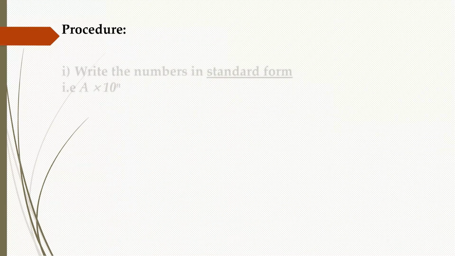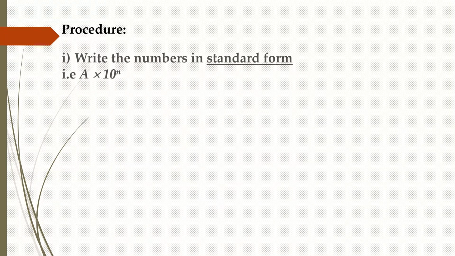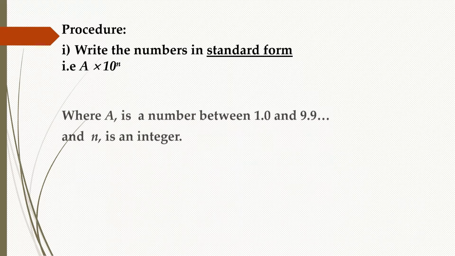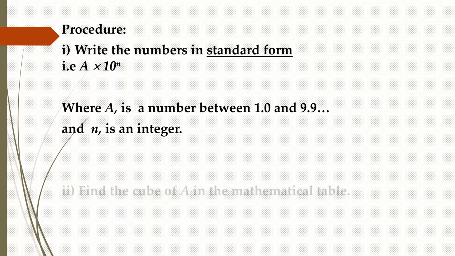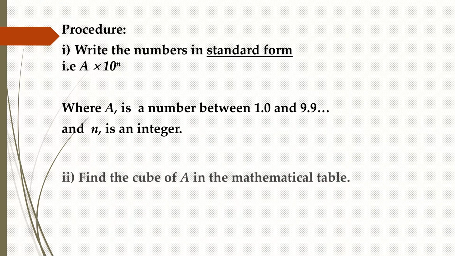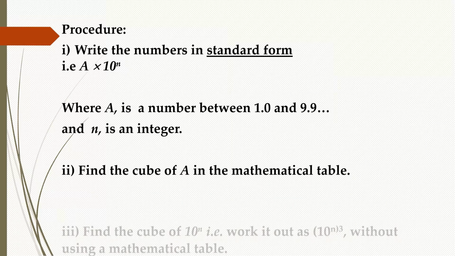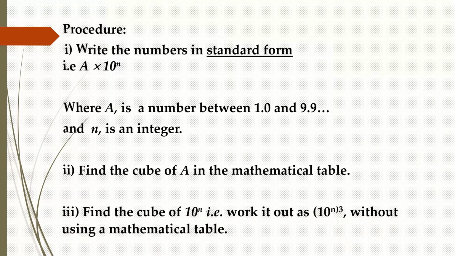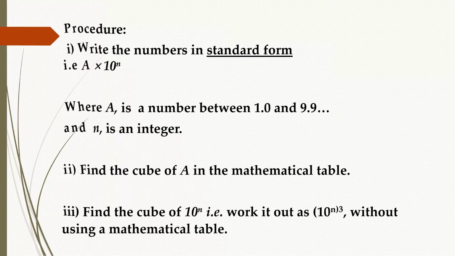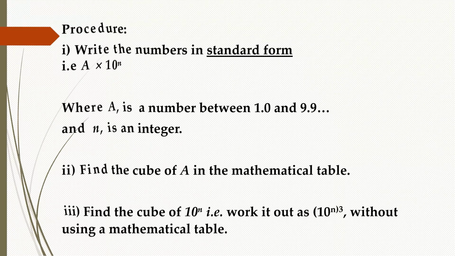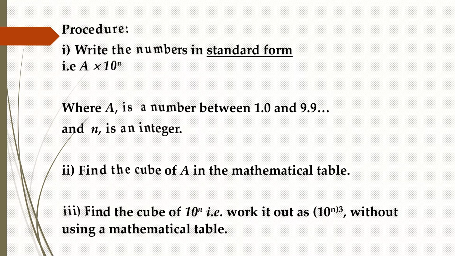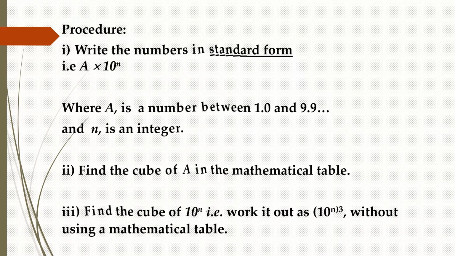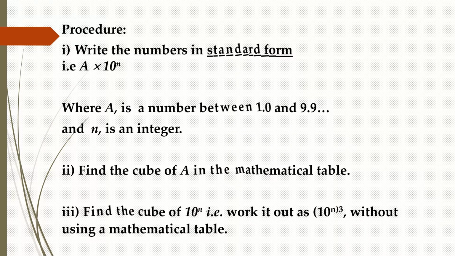So the procedure on how we are supposed to go about it is, first we are supposed to write the numbers in standard form, that is a times 10 raised to power n, where a is a number between 1.0 and 9.9, and n, which is a power of 10, is an integer. We know an integer is a whole number. Then we are supposed to find the cube of a using the mathematical table.